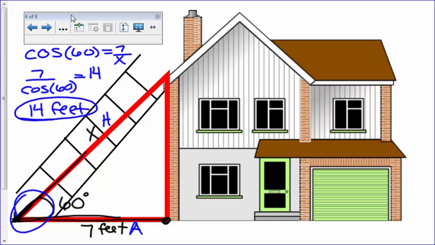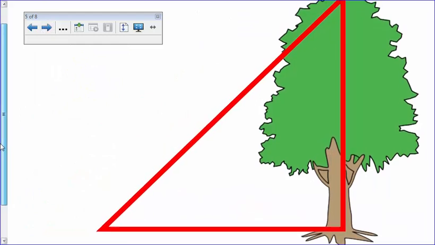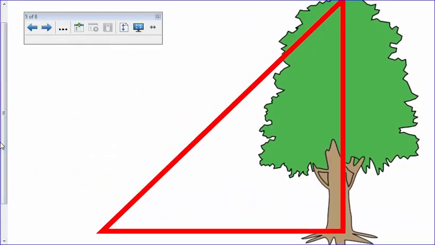Okay, let's look at the next picture. We've got a tree, a rather large tree. It's an 80-foot tree that casts a shadow that is 68 feet long. So we know that this is 80 feet, and its shadow, which is down here on the ground, is 68 feet long.